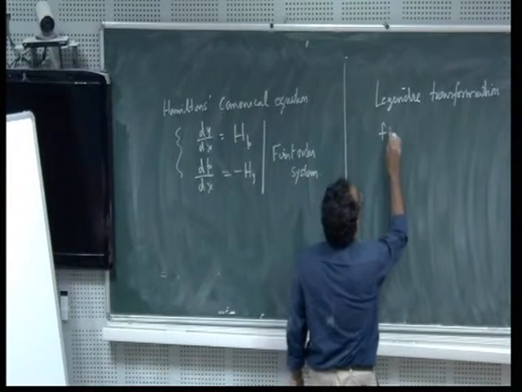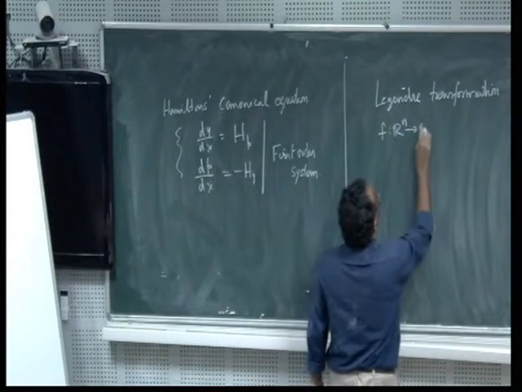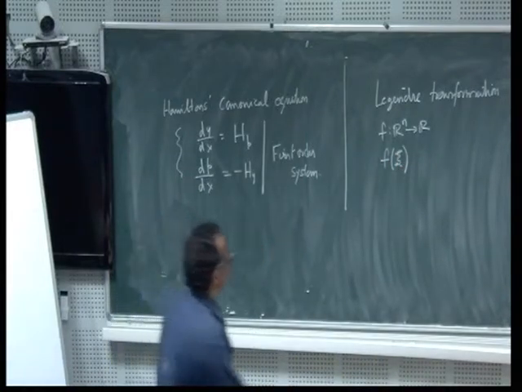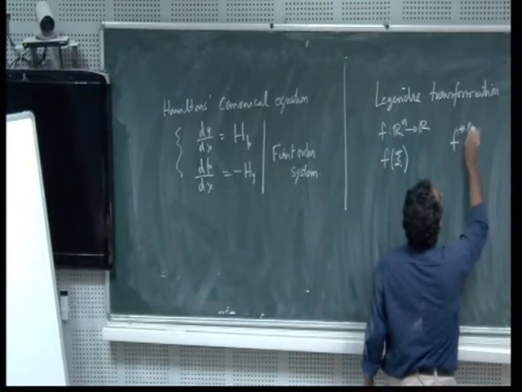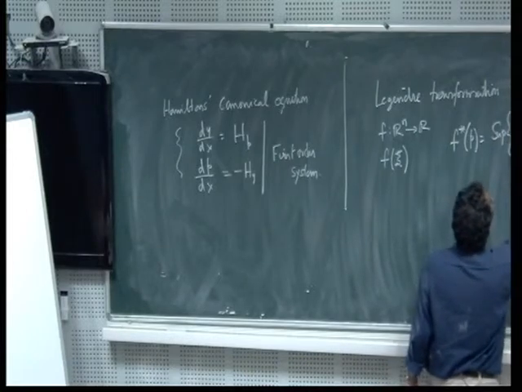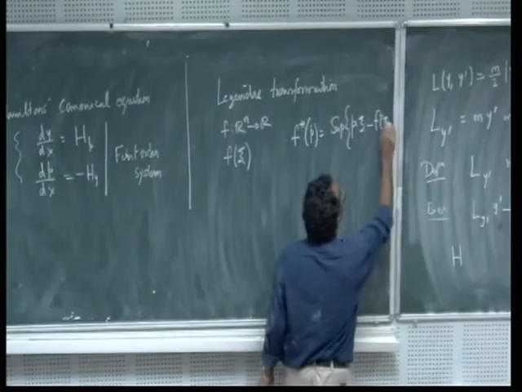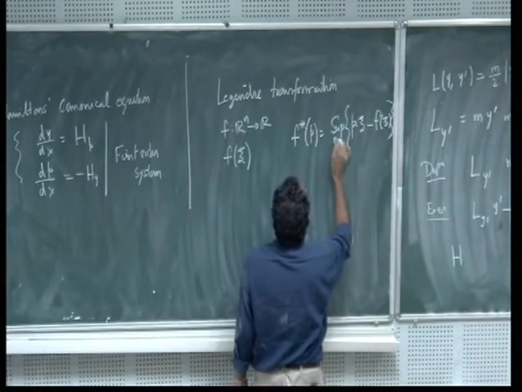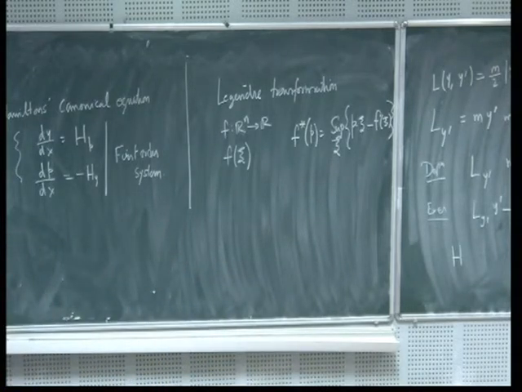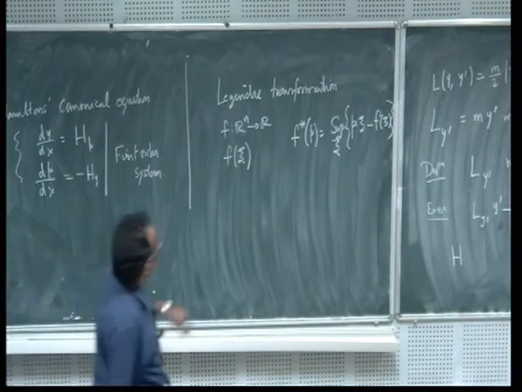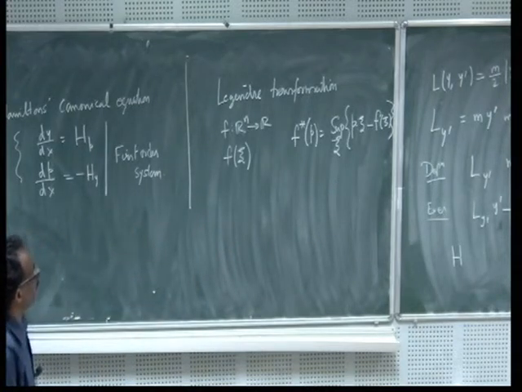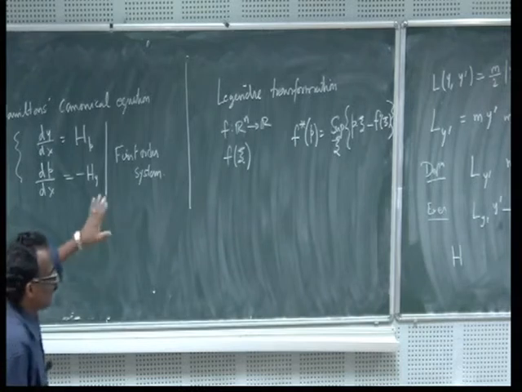What is that Legendre transformation? Suppose you have a function f from R^n to R with psi as the variable. You define your f star with respect to a new variable p as the supremum over psi of p dot psi minus f of psi. So you are taking that one.